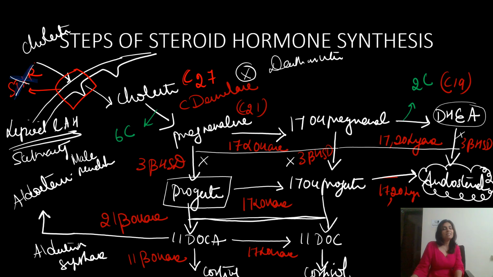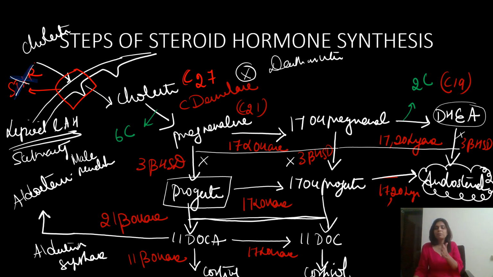dehydrogenase defect, it's DHEA which accumulates, which is not a strong androgen. Whereas in 21-beta hydroxylase defect, it is androstenedione that is formed, which is a strong androgen because it can form testosterone and dihydrotestosterone. So what happens in a female fetus?